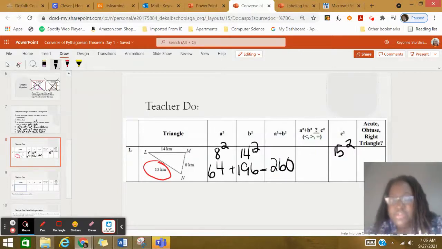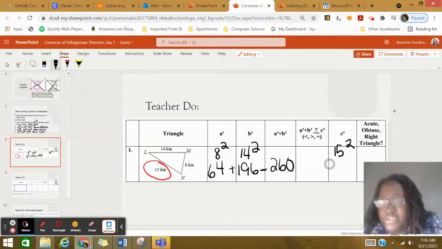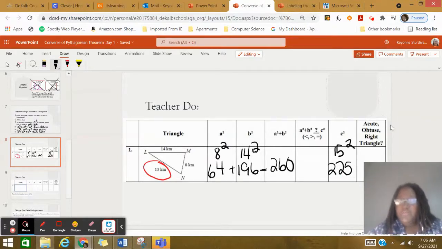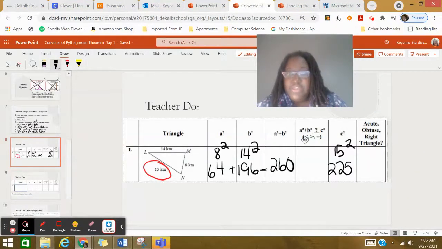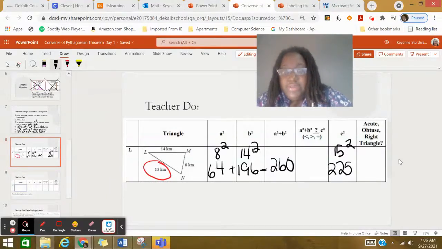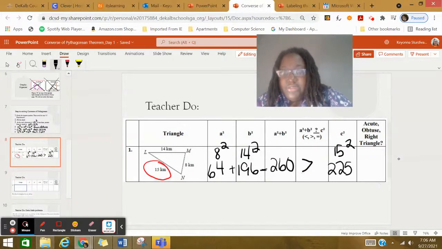Now I've seen y'all do a couple different tricks, so I'm gonna do the way that I saw one student do it, and I thought it was pretty clean. So let's do c squared. 15 squared is gonna give me 225. Now from here, I need to fill in the other column, which is asking me, is it less than, greater than, or equal to? So 260 and 225. Which one is bigger? That's really the question you need to ask because they're obviously not equal. So 260 will be my larger number. In this case, I'm going to write 260 is greater than 225.